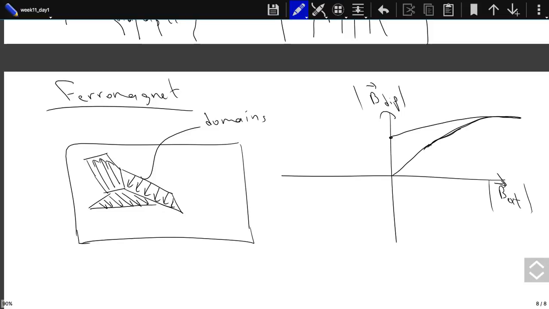And if you apply a magnetic field in the opposite direction, you have to apply some non-zero magnetic field in the opposite direction to set the magnetization of the material to 0. If you keep increasing the magnitude of the external magnetic field, it goes back. So basically, this will be its shape.